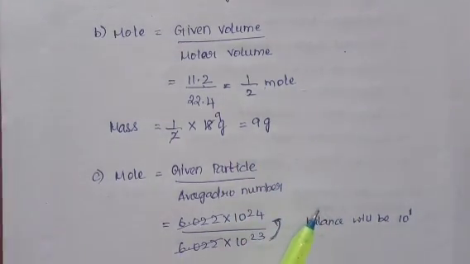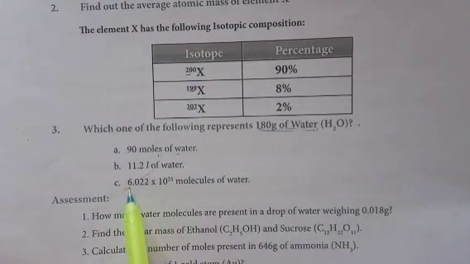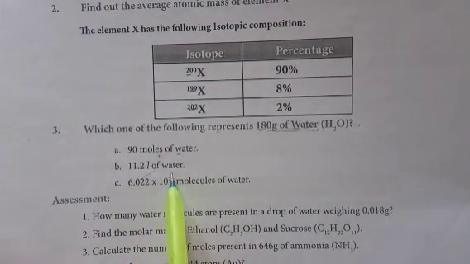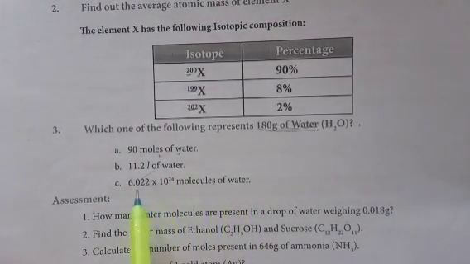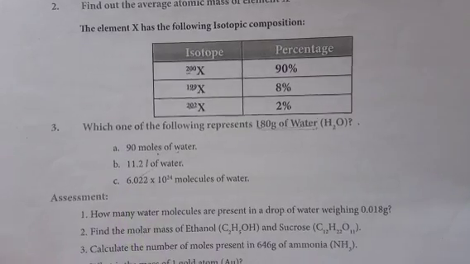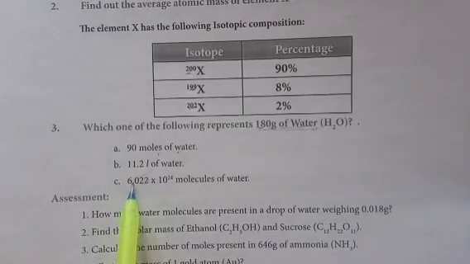So the third one: 6.022 into 10 power 24 moles of water. They have given this in terms of the Avogadro number, right?